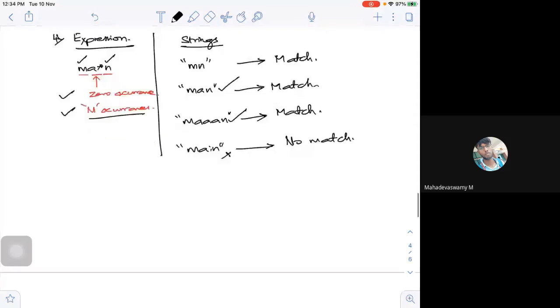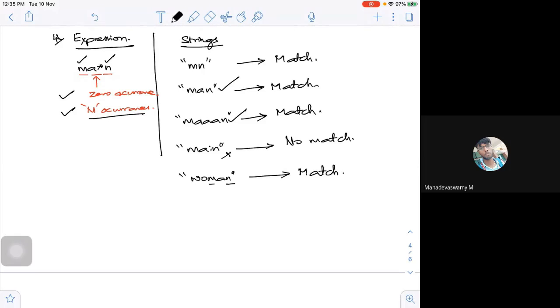Suppose I have one more example string, woman. Is it matching? Yes, because I have a character M, I have an N, and in between I have one A, and A is followed by N. Even though extra letters like WO are there, I could still see there is a match. This is used whenever we do data analysis or process long data. This is MA star.